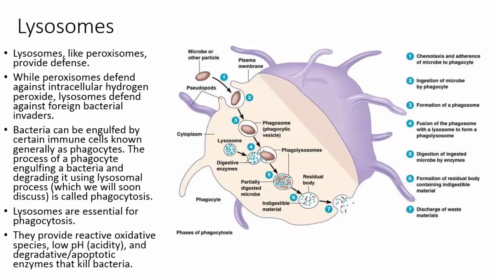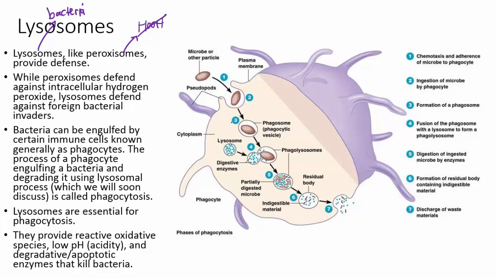Okay? So now what we're going to do is go to a different topic called the lysosome. Okay, so lysosomes also provide defense like peroxisomes, but peroxisomes provide protection against hydrogen peroxide. So peroxisomes, thus the name, provide protection against hydrogen peroxide. Okay, lysosomes do something a little bit different. Their main role of protection is against bacteria. So lysosomes like to protect against bacteria. Okay, that's one of the things they can protect against.